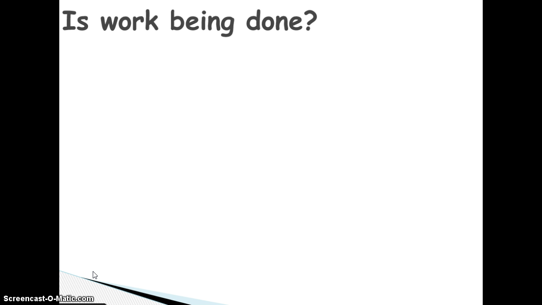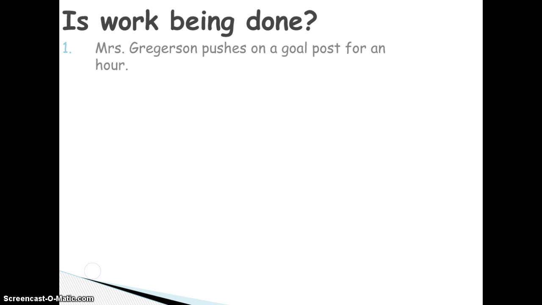So here we go. I have a couple different scenarios for you here. If you would take a few seconds and talk with a neighbor for each one, and you are deciding, is work being done? So first scenario, Mrs. Gregerson pushes on a goalpost for an hour. So turn to someone next to you, decide yes or no, is work being done? Jot down your answers for these somewhere in your notebook, and you can compare to the answers that we'll go through in a little bit.